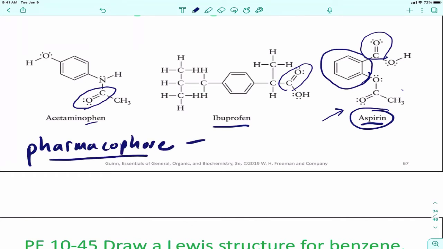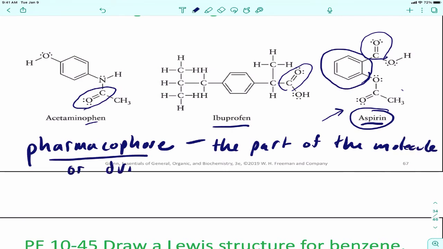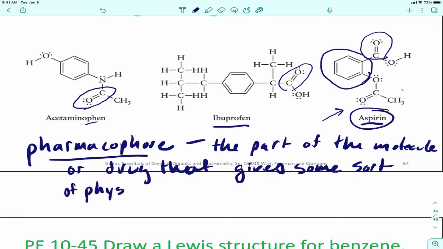So this is actually not in your book, so let me explain this part. A pharmacophore is the part of the molecule or drug that gives some sort of physiological response. So yeah, that's what we call a pharmacophore.